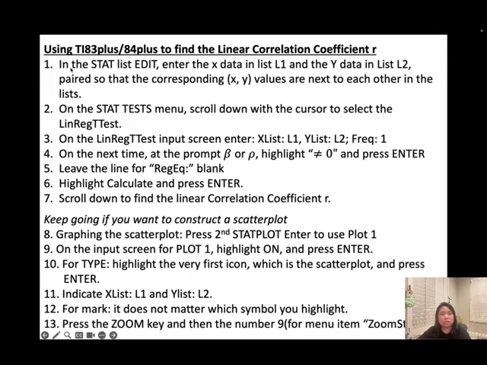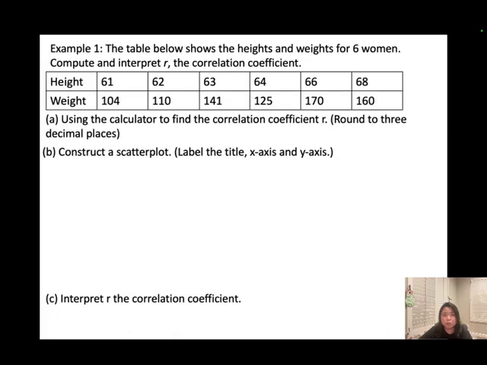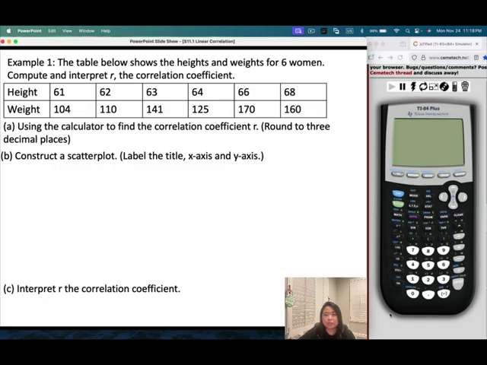And the instruction is a little bit complicated, so let's try to do the example together. Example 1. The table below shows the height and the weight for 6 women. Compute and interpret the R, the correlation coefficient. So now, let's use the calculator to find the R. Let's do it together.